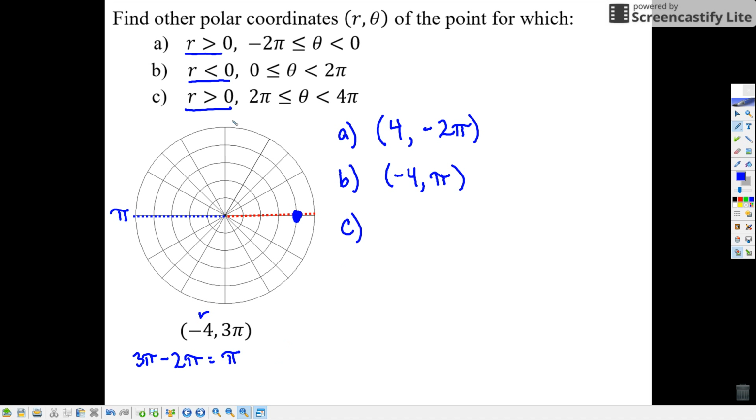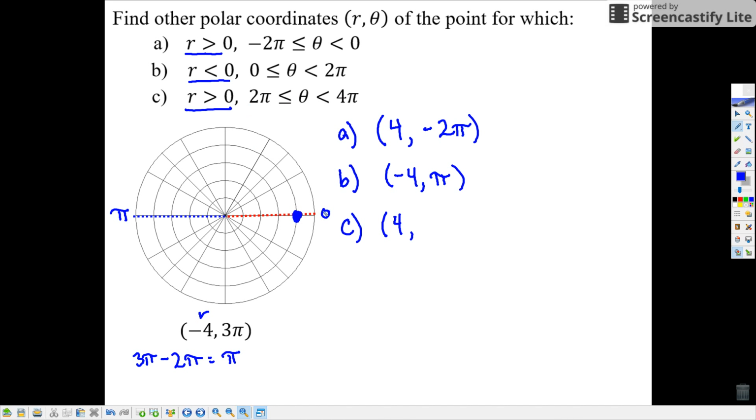And then we'll go to part C. Part C, we need it again to be a +4. So remember, +4 means I need it to be coterminal with 0 or 2 pi, so right here. And this time we want it to be between 2 pi and 4 pi. It can include 2 pi, it can't include 4 pi.